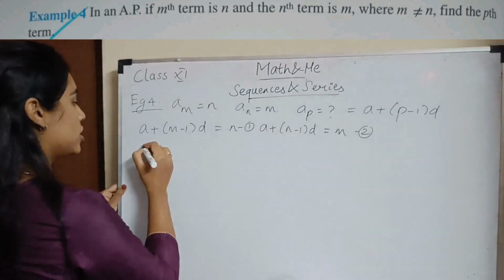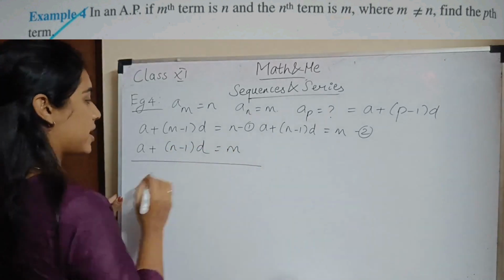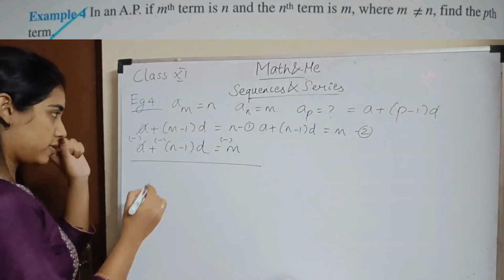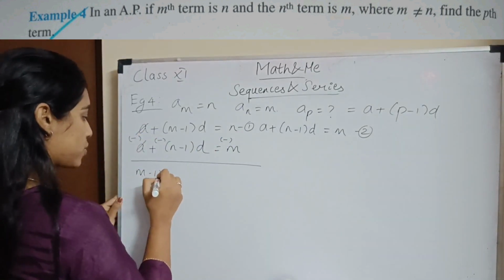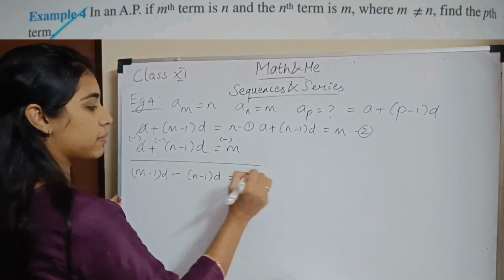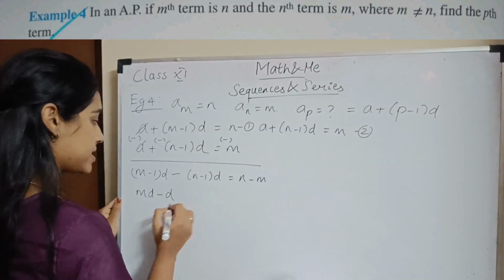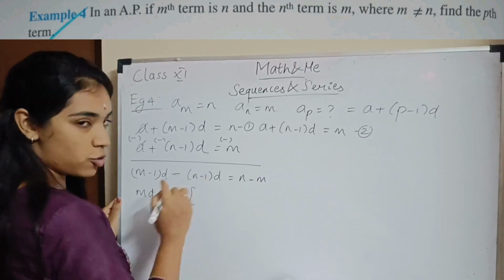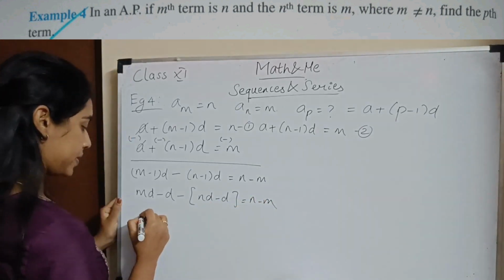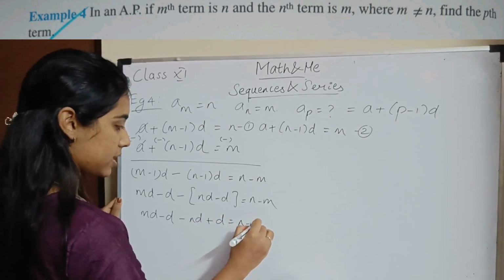I'm going to subtract both. So what do I get? Let me write the other equation here, equals m. So when I subtract both, minus, minus, minus, what do I get? a goes off. Here I have (m minus 1) times d minus (n minus 1) times d equals n minus m. So I'm opening the bracket: md minus d minus nd plus d equals n minus m.